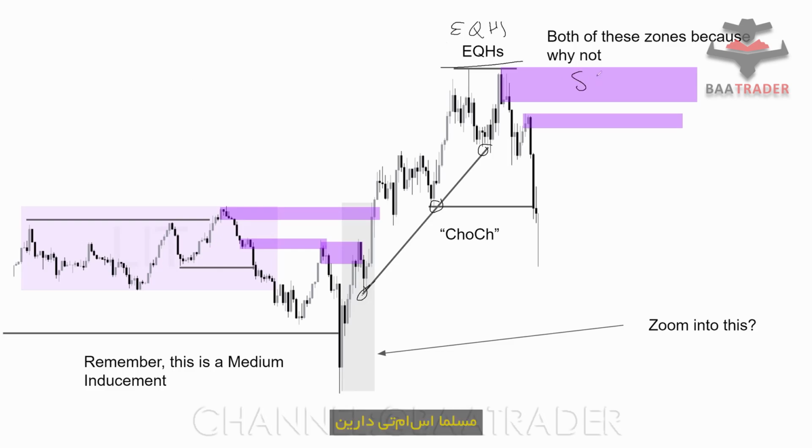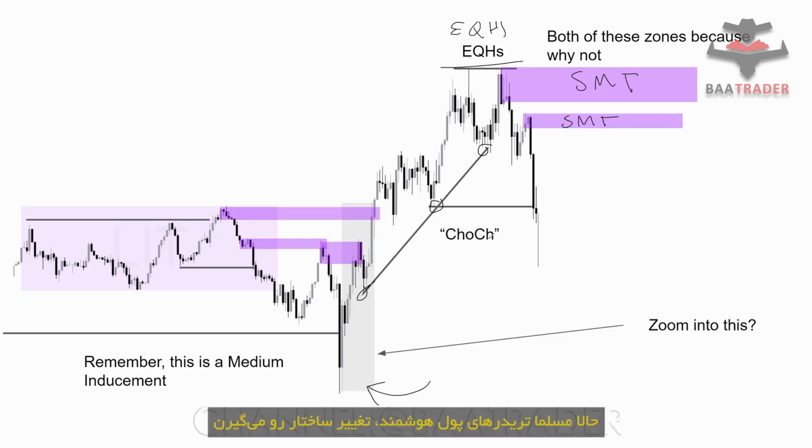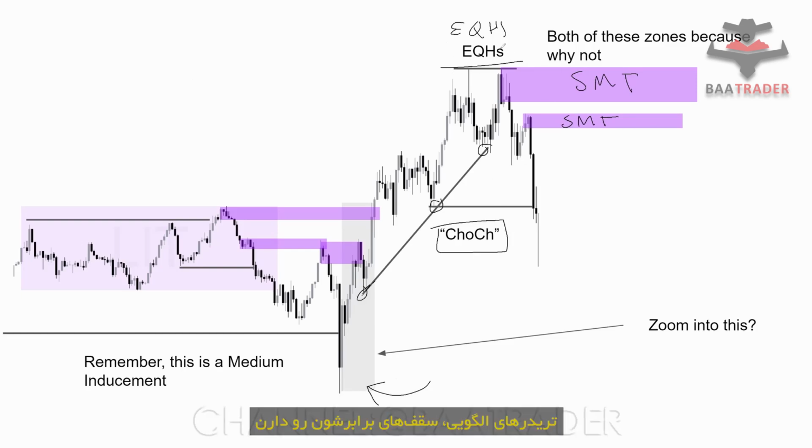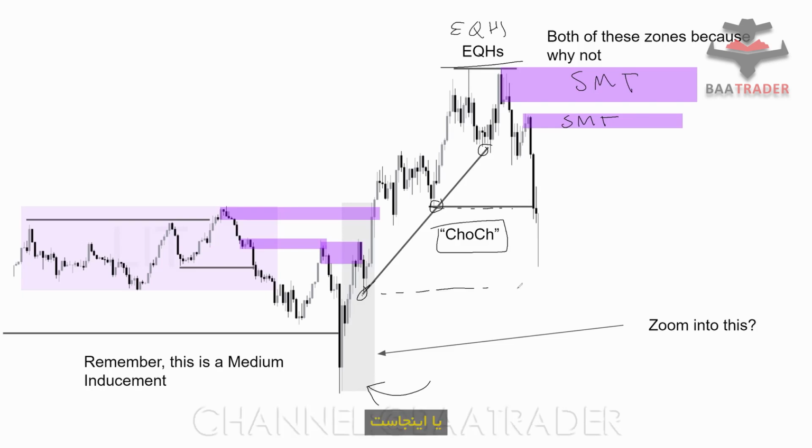You've obviously got SMT. This is our overall inducement to trade away from. Now, obviously, the smart money traders are getting their change of character. The pattern traders have their equal highs, and the trend traders are already being taken out. They've either got SL here or SL here.